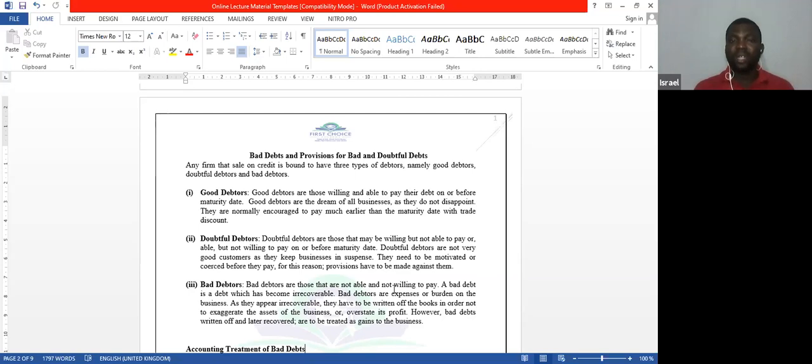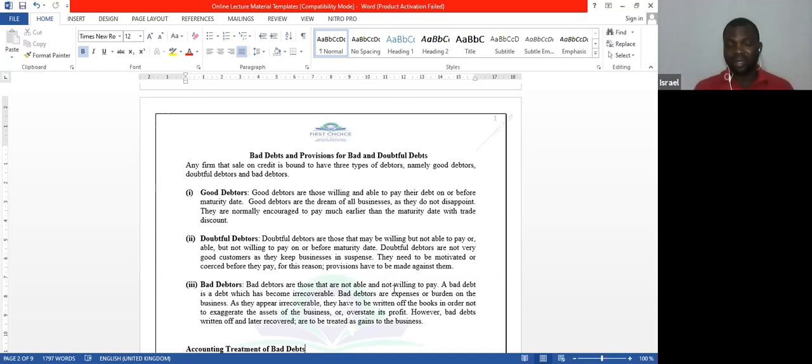So the reason why we have debtors is as a result of selling goods on credit. Assuming there's no selling of goods on credit, there will not be anything called debtors. But so far as you are trading and you sell goods on credit, there's what we call debtors. Now, these debtors are people that are ready to pay back when it's due. They have the financial capacity and they are ready and willing to pay back when it's due. Those sets of people are regarded as good debtors. The reason is that when it's due for maturity date, or before the date, they make payment, so business goes as usual.